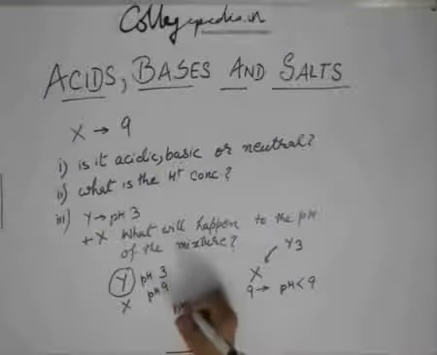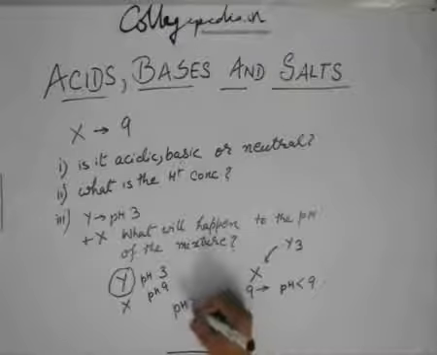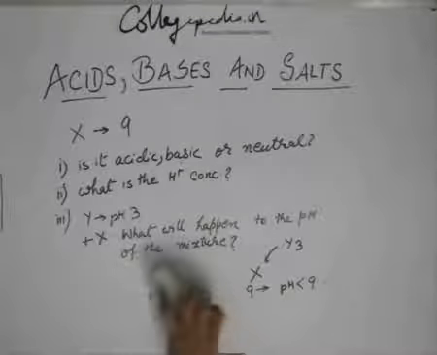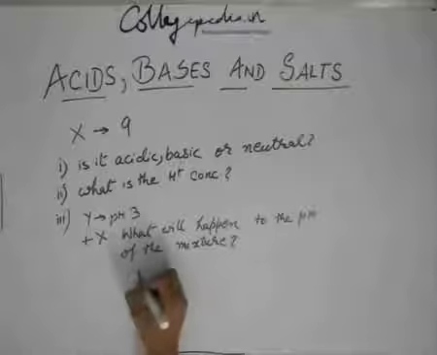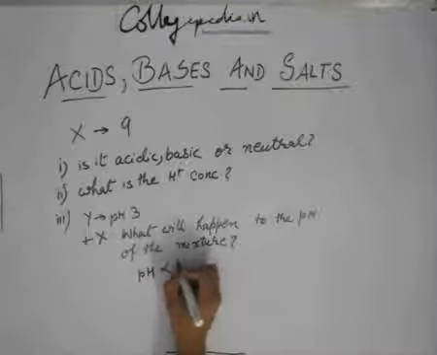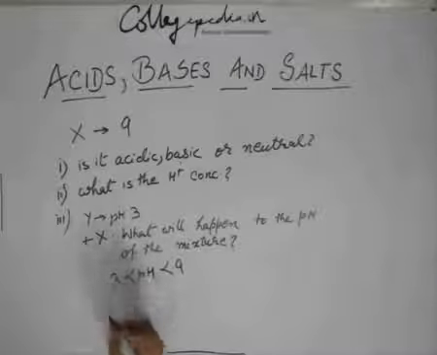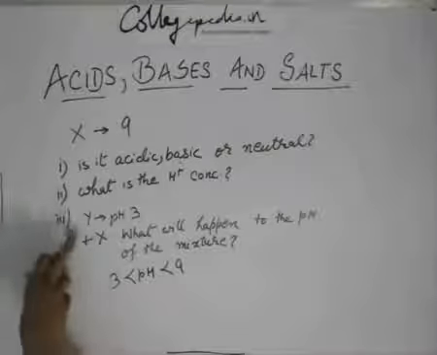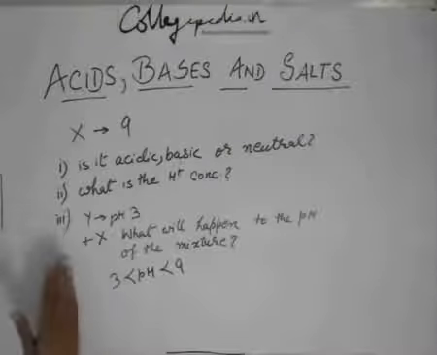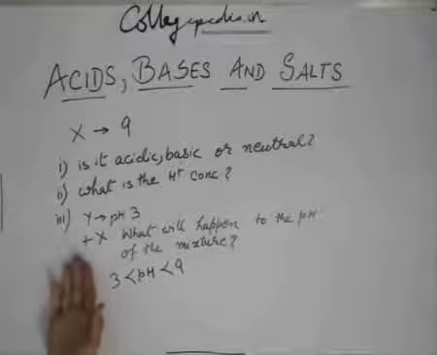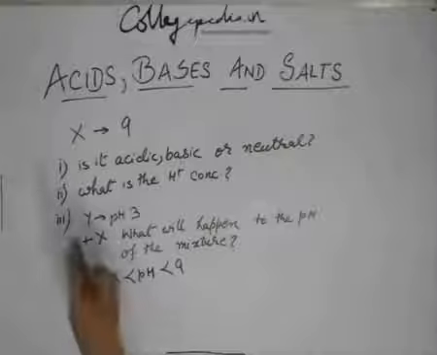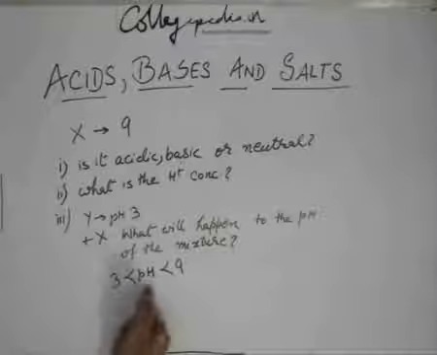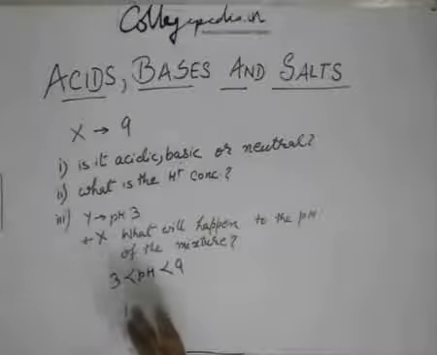So the pH will become higher than 3. So the correct answer is that the pH would lie between 3 and 9, because it will be higher than 3, since we have added X to Y, whose pH was 3. So X, which is a base, will want to raise this acid's pH, and Y, which is added to X, will want to lower the pH. So the pH will be raised from 3 but will be lowered from 9.